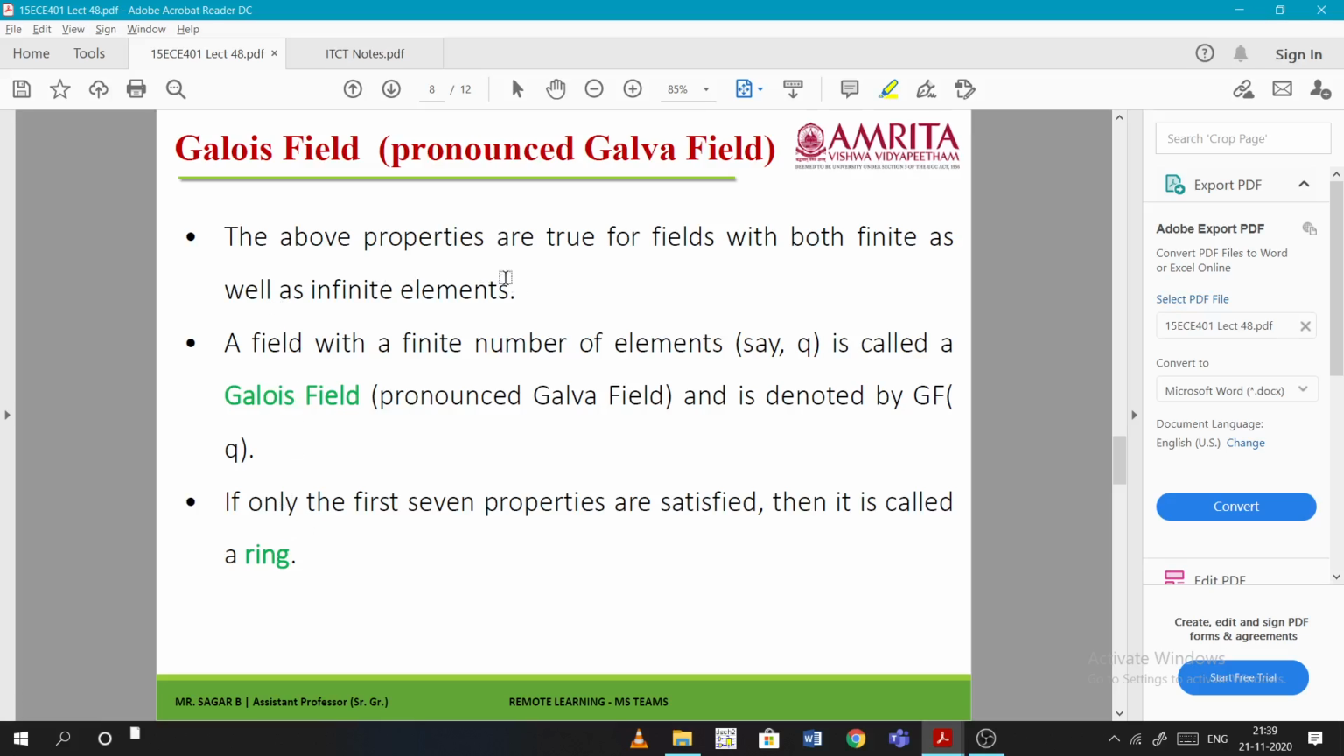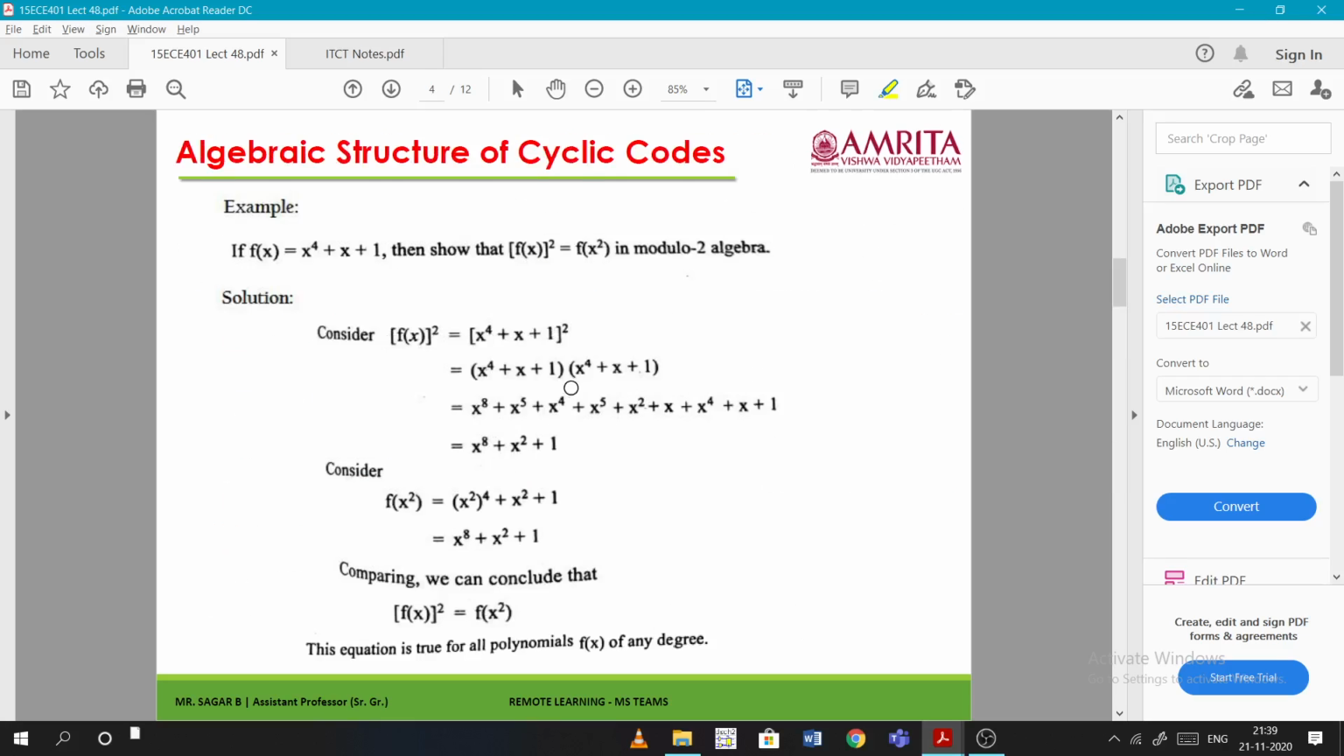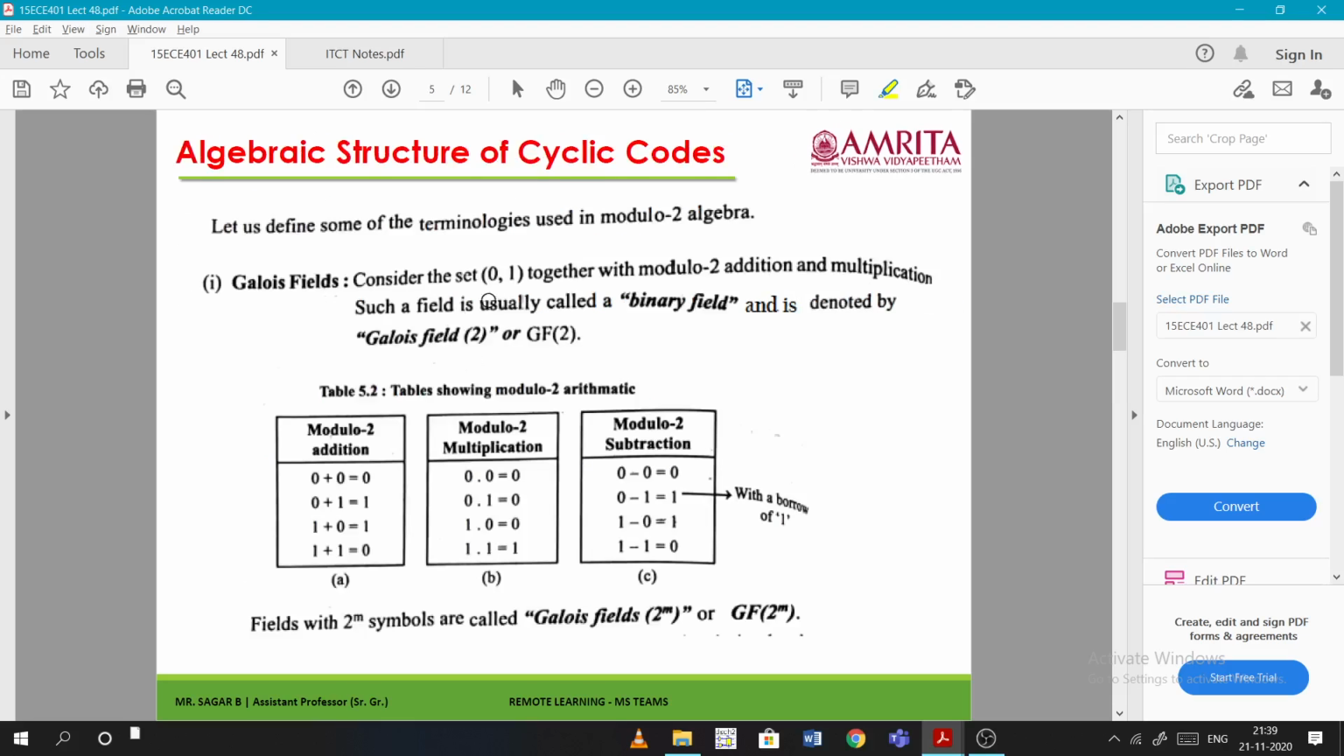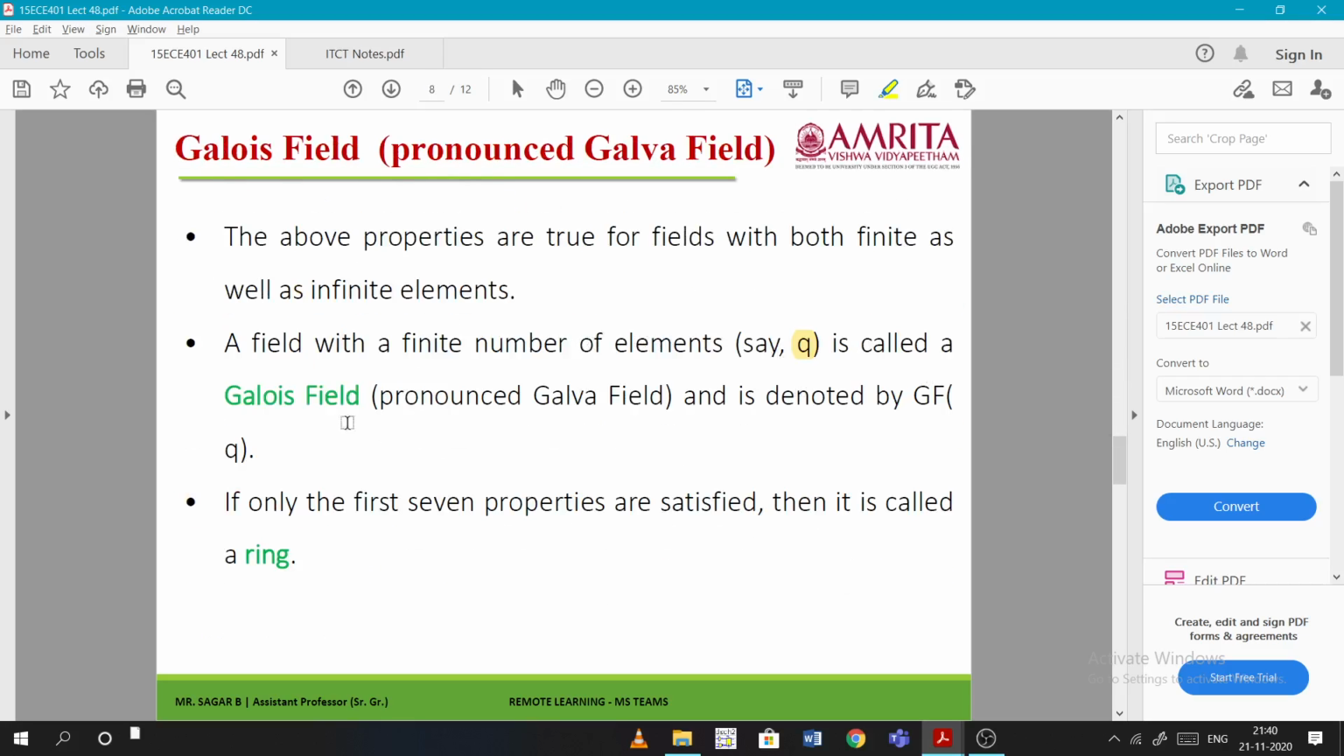The above properties are true for a field with both finite as well as infinite elements. In a field with a finite number of elements, say q, there are q Galois field elements. Here we saw only 2 elements, 0 and 1, whereas now we are taking some q elements. That is called a Galois field, denoted by GF of q. If there are 2 elements, it is GF of 2.